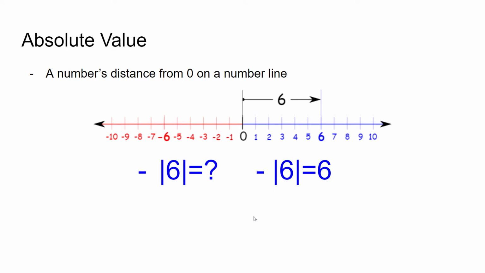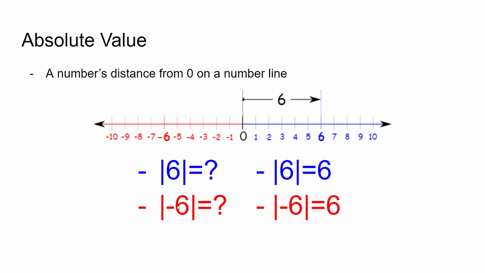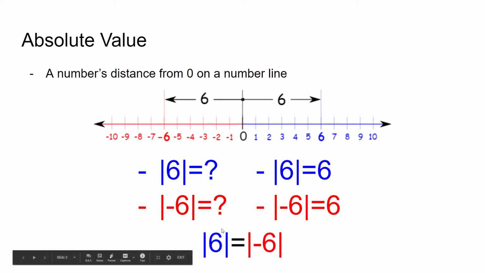Okay, now let's look at a similar example. We are finding the absolute value of negative 6 here. So, just as we did above, we will find how many digits negative 6 is away from 0. This is also 6, so this means that the absolute value of 6 is equal to the absolute value of negative 6.